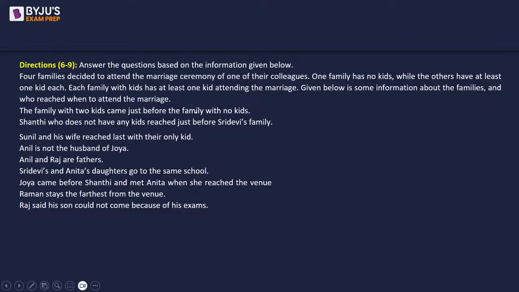4 families decided to attend the marriage ceremony of one of their colleagues. One family has no kids, while the others have at least 1 kid each. So there are 4 families: 1, 2, 3, 4. If you talk about the number of kids, one of the families has no kid and the others have at least 1. Each family with kids has at least 1 kid attending the marriage. Meaning if a family has 3 kids, at least 1 kid is attending the marriage. If a family has 1 kid, only that kid is attending the marriage.